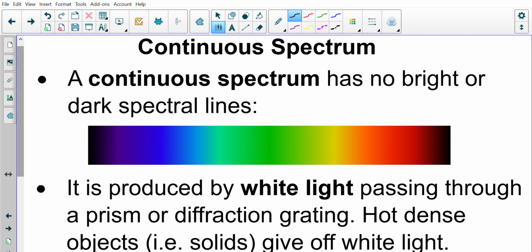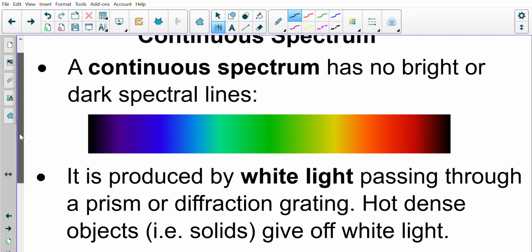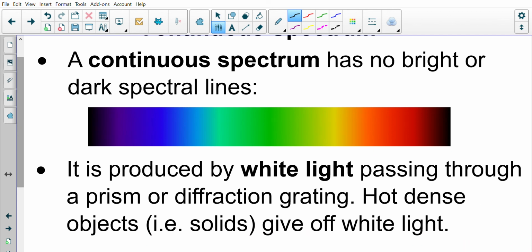And we already know that when you see white light through a prism or through diffraction grating, you get a rainbow. And you should also just memorize that hot, dense objects, so solids, give off white light. You might kind of know this intuitively if you take like a metal bar or something and you heat it up to a really, really high temperature like they do in welding. That metal bar will begin to glow, and when it gets hot enough, it will glow with white light.